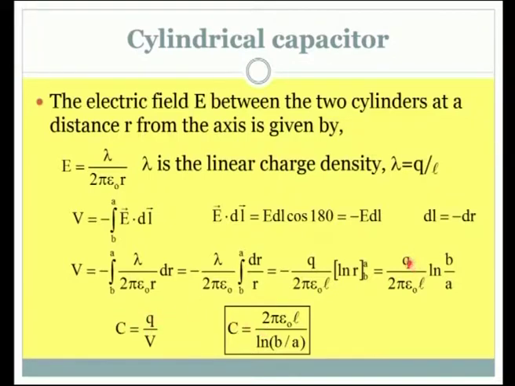We have to rewrite this equation for q divided by V and call that as C, and this is the final expression for the capacitance. It depends again on geometry, L is the length and B and A are the radii, this is the natural log here. So, it depends on the geometry and the permittivity alone. This is for the cylindrical capacitors.